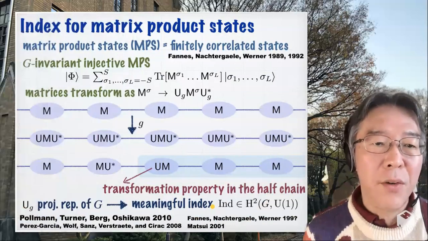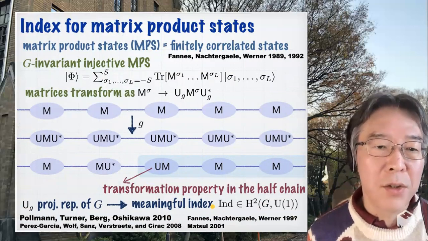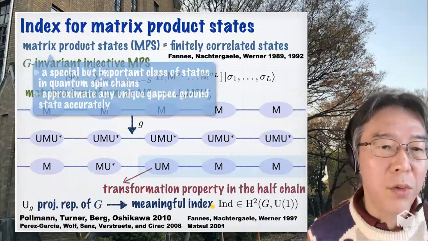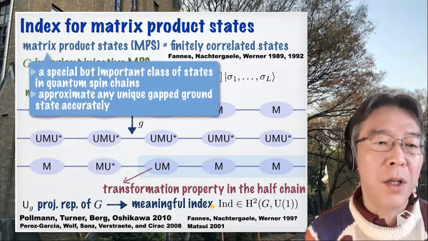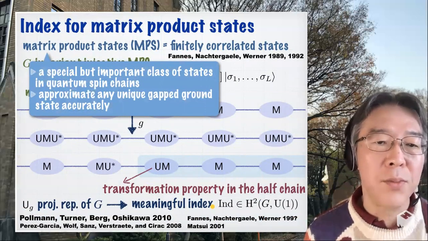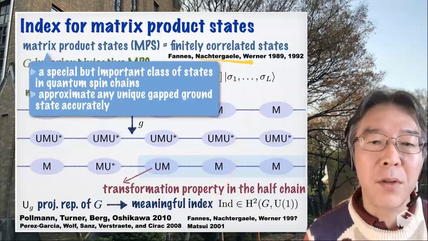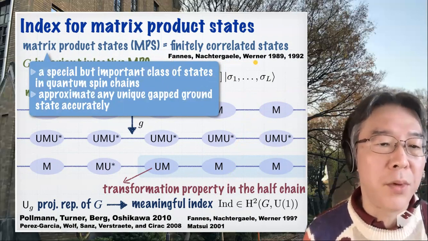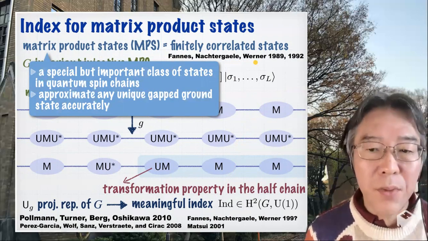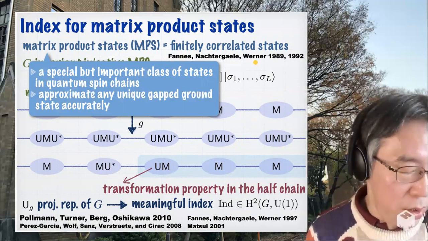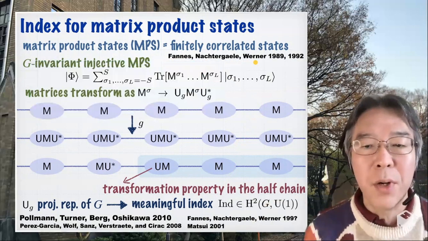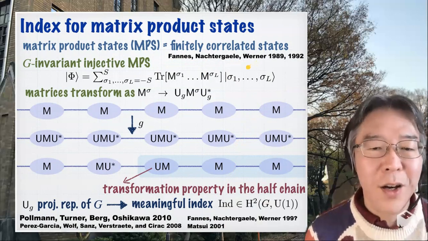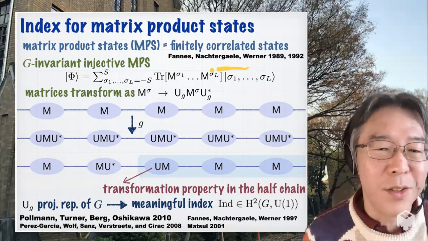But if we restrict ourselves to matrix product states, then there is an answer. I don't want to go into details, but if you do not know what matrix product states are, I tell you that it's a special but important class of states in quantum spin chains introduced by Fannes, Nachtergaele, and Werner. And with matrix product states, you can approximate any unique gapped ground state very accurately. So this is very useful, and it's being used not only in mathematical physics, but in condensed matter physics, quantum information, and everywhere. This is very important. But if you do not know MPS, this is the only page where I talk about MPS, so just relax.